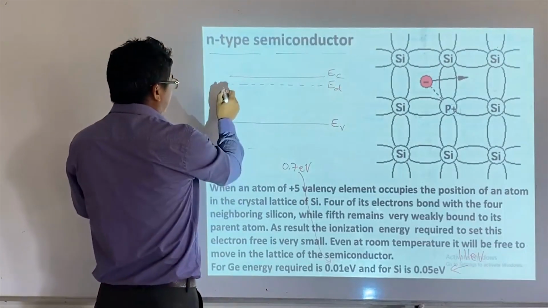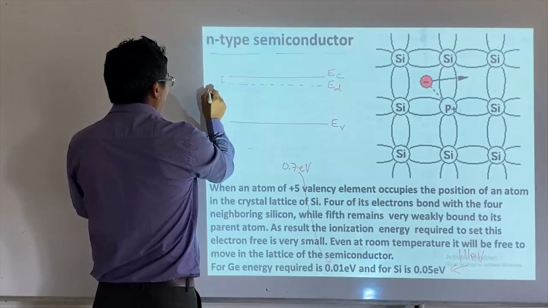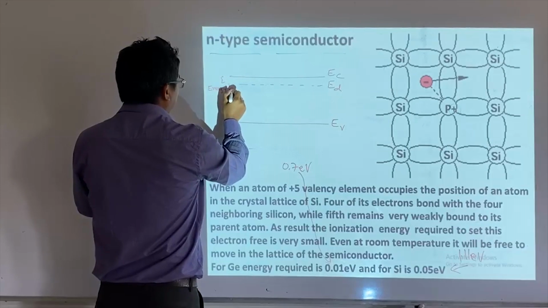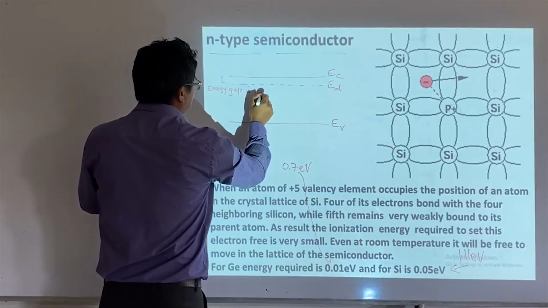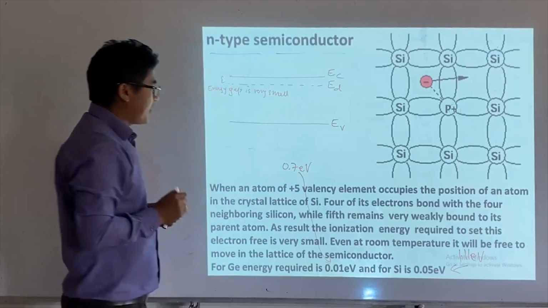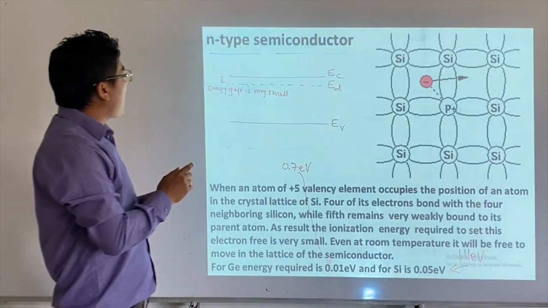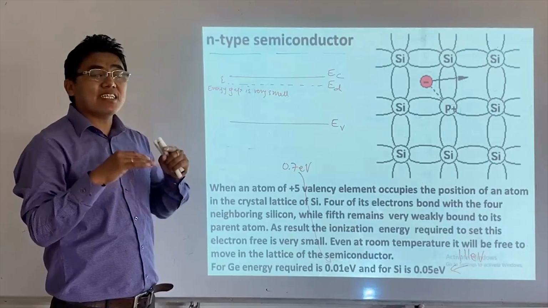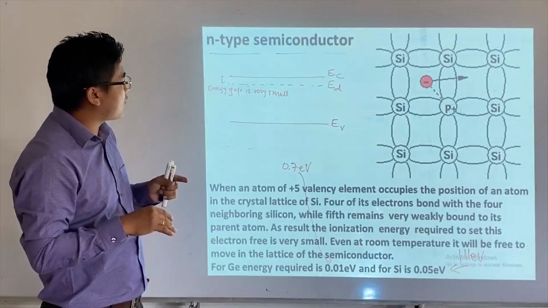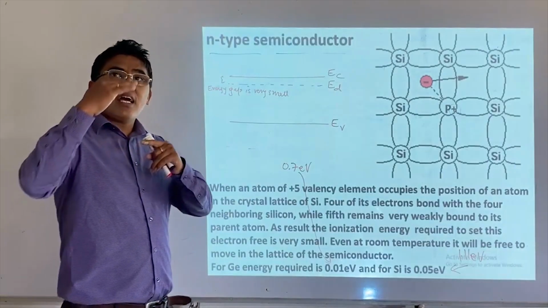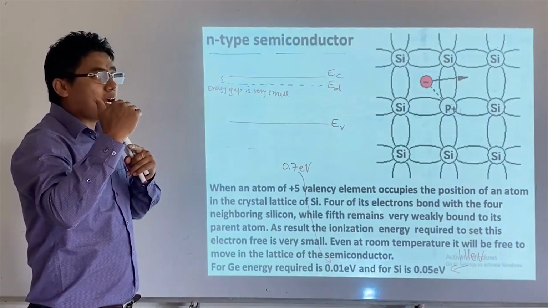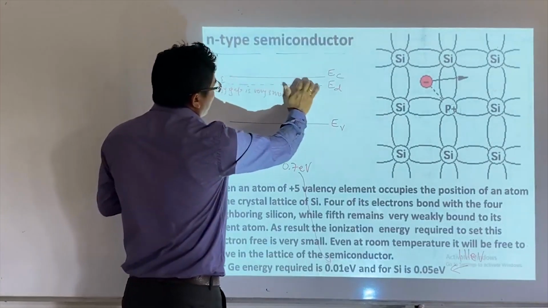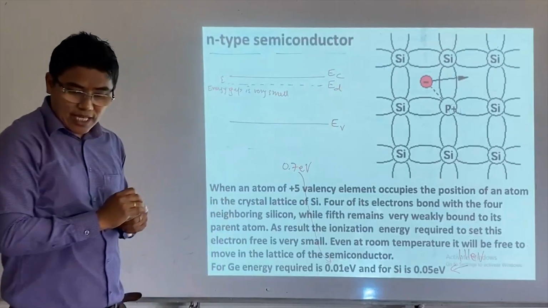This energy gap is very, very small. That's the point. So when I do doping, the semiconductor creates a new energy level, that is what we call the donor energy level, and the energy gap between the donor energy level and the conduction energy level is very small. Even at room temperature, all the electrons available in the donor energy level can get into the conduction band. So that's the point.